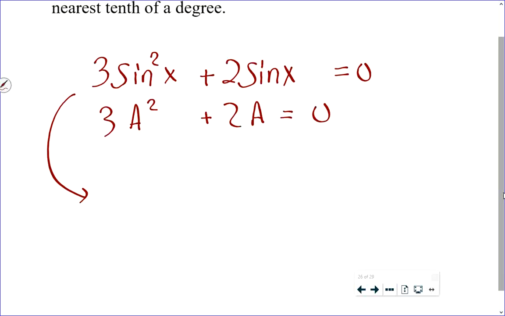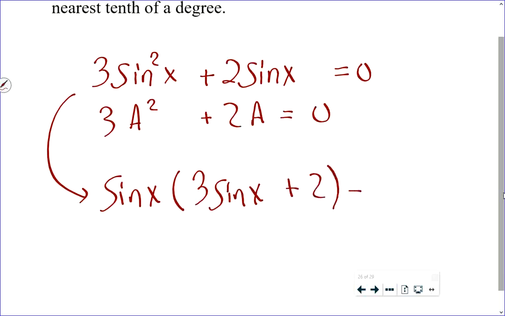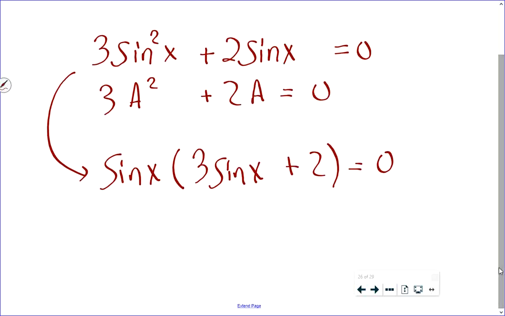So I can factor a sine of x out of this and be left with 3 times sine of x plus 2. And I'm telling you that sooner or later you have to go away from changing everything to a or some other letter in the next unit. This becomes sine of x equals 0. This becomes sine of x equals negative 2/3.